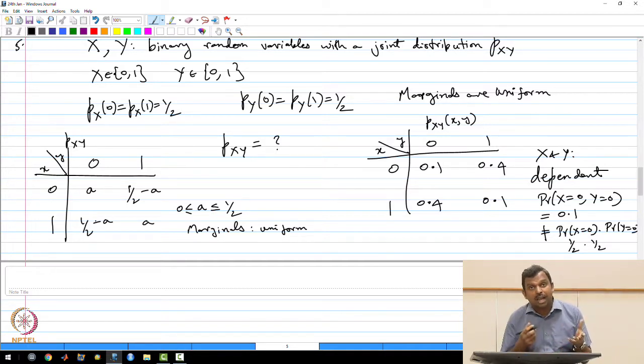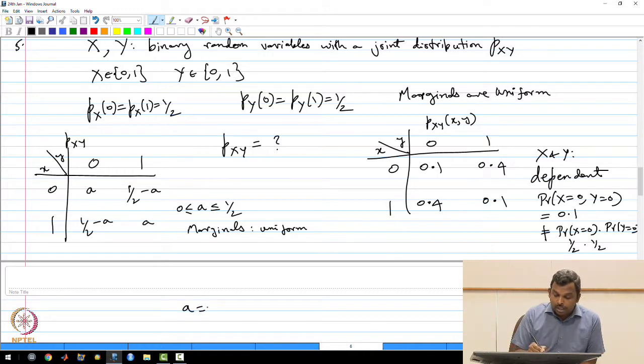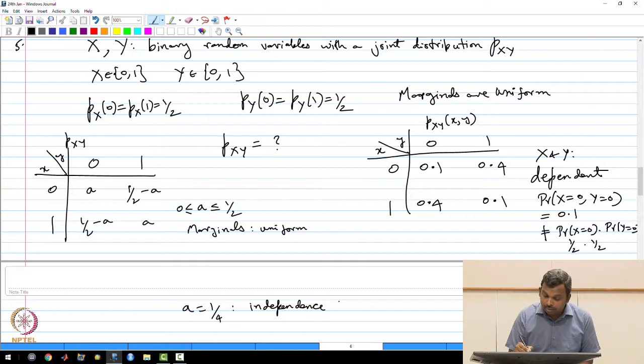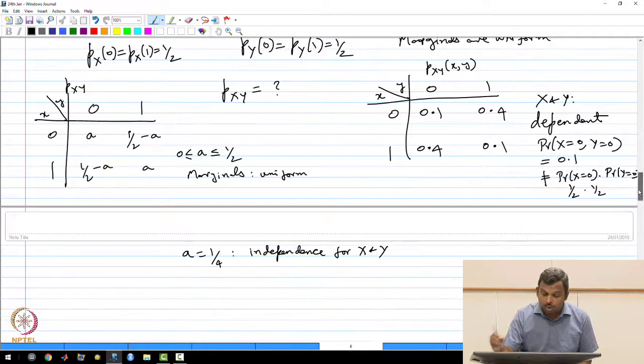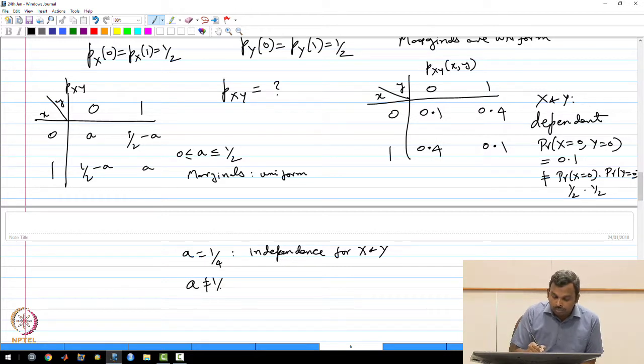Or you could take a equals half, in which case x and y are equal. Okay, x is 0, y is 0. X is 1, y is 1. But still, the marginal distribution is uniform. But the joint distribution is anything but independent. What is the only independent case? If a is equal to 1 by 4, you have independence. Okay, so remember that. A equals 1 by 4, you have independence for x and y. So for a not equal to 1 by 4, x and y are dependent.